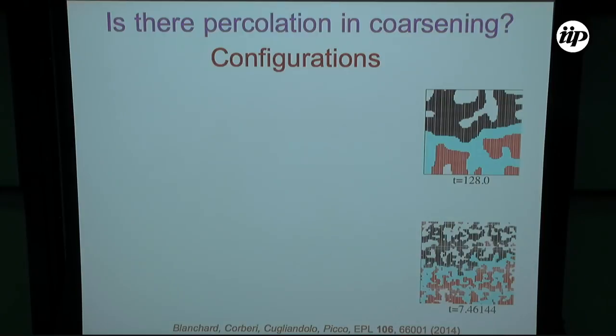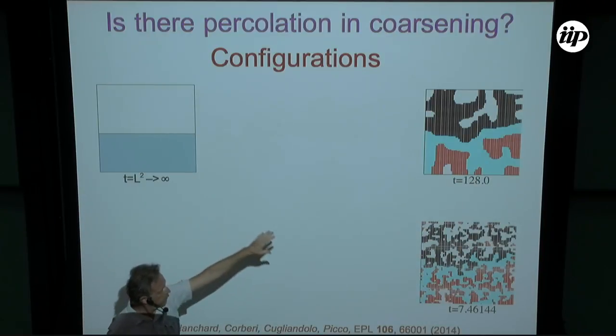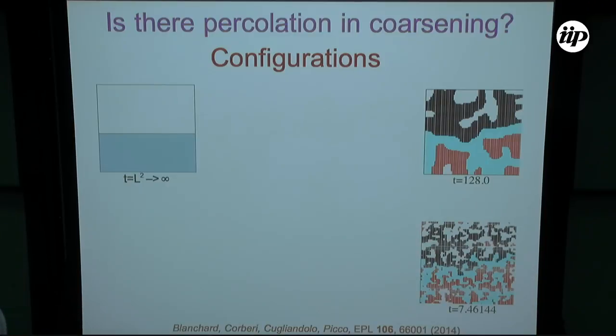And if you go to virtually infinite time, you get to this situation, which is obviously the product of that one. So what we see is that there is a formation of a permanent spanning cluster, which remains forever, at a very early time, like 4 Monte Carlo steps.